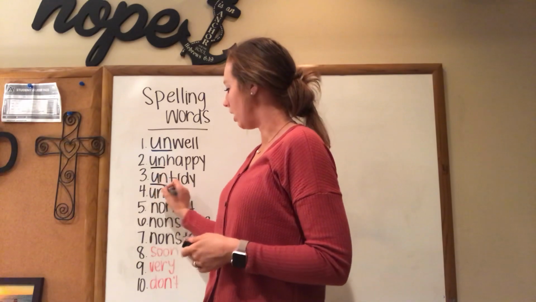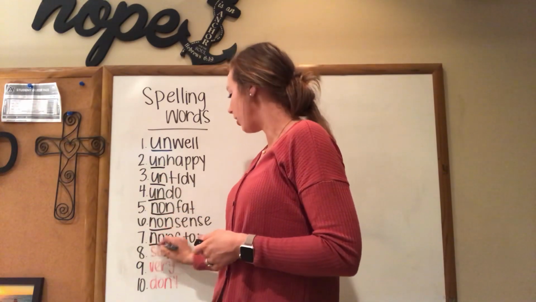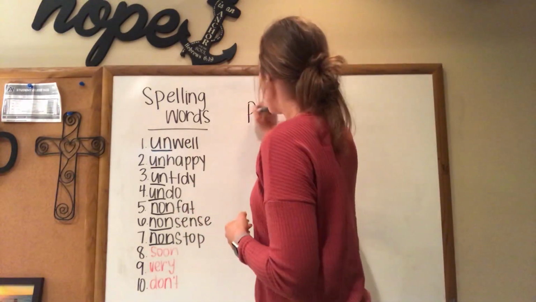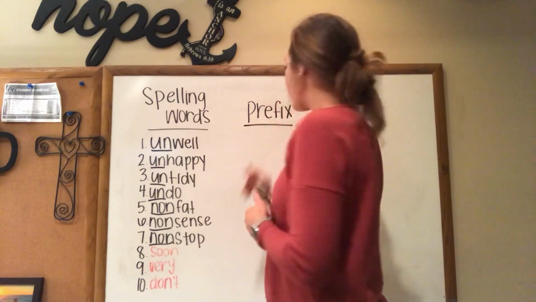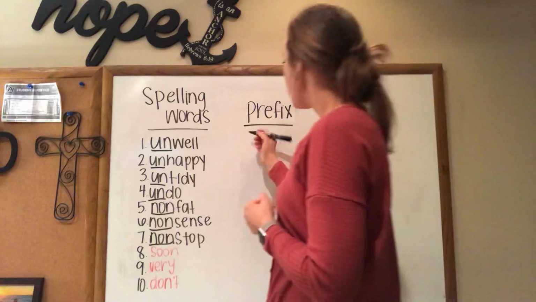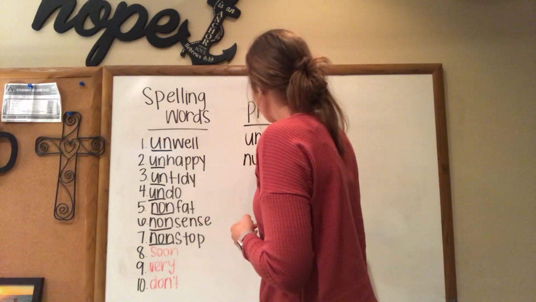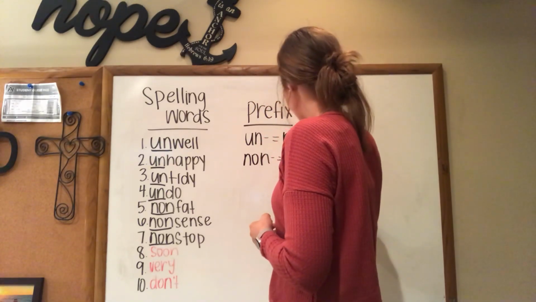So something that is the same and similar about these words is this here. Un, non. So those are what's called prefixes. And a prefix is something that comes at the beginning of a word, like un or non, and it gives the word a different meaning. Now, both un and non mean not.